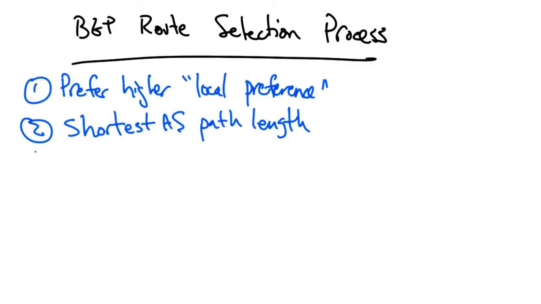Among routes with equally high local preference values, BGP prefers routes with shorter AS path length. The idea is that a path might be better if it traverses a fewer number of autonomous systems.